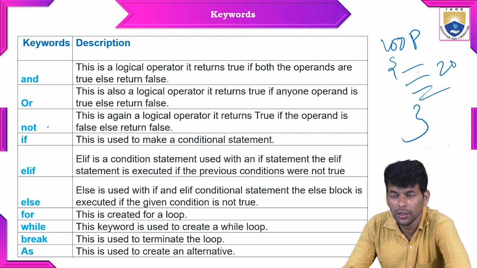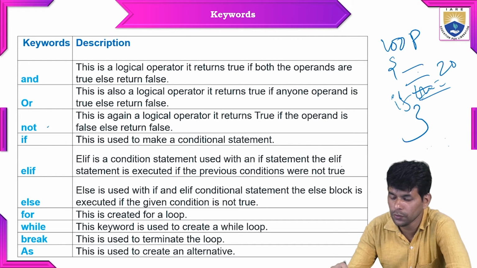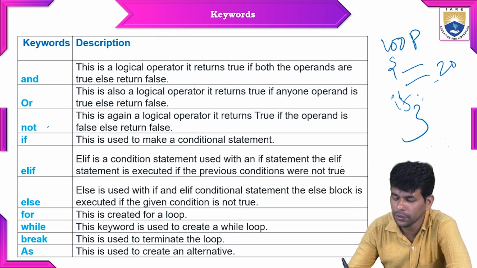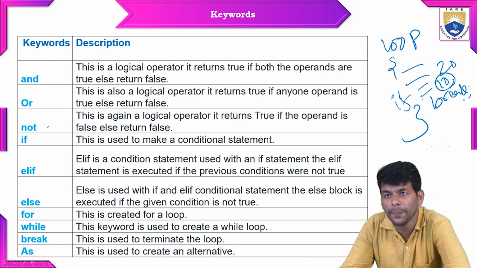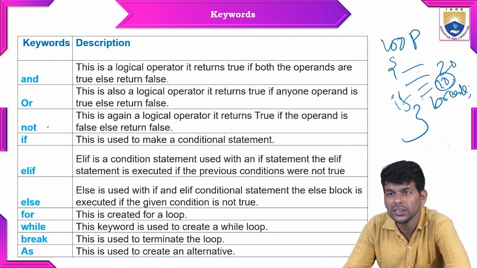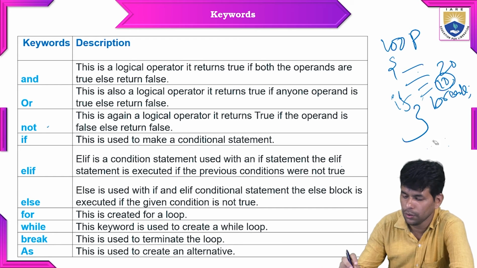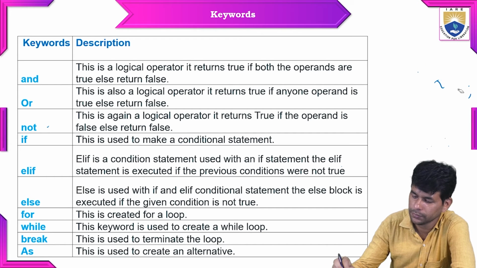Then what will I do here? I will write a condition. If the loop counter becomes 10, then I will write break here. Then that particular program will be stopped here. So I will show you that.